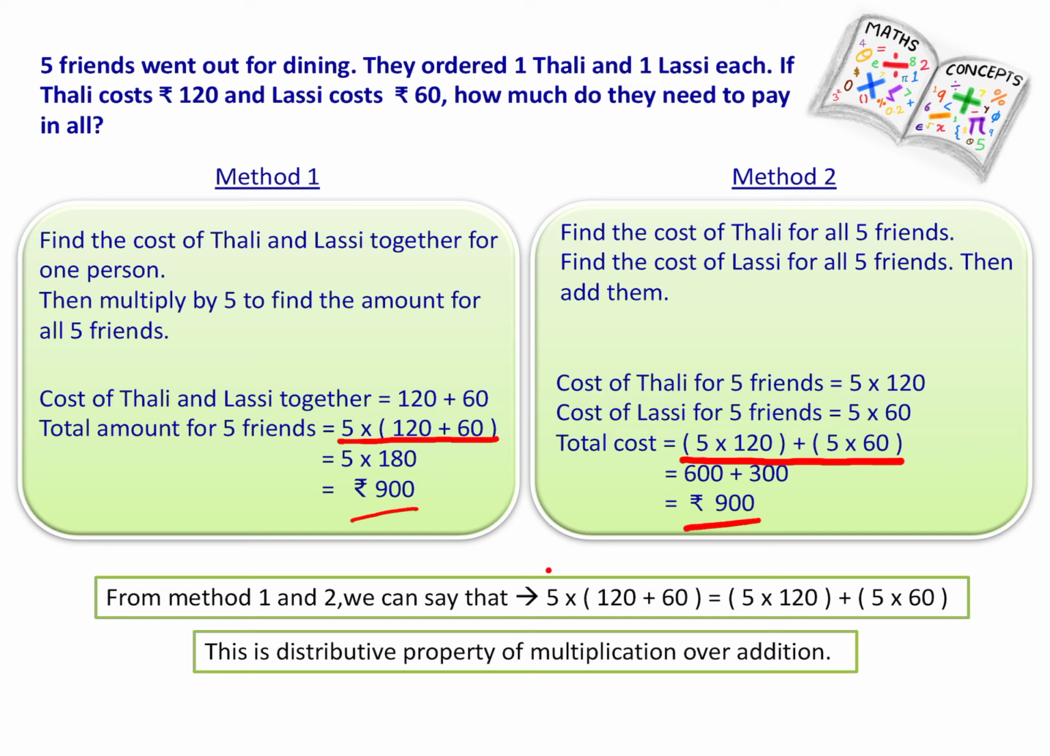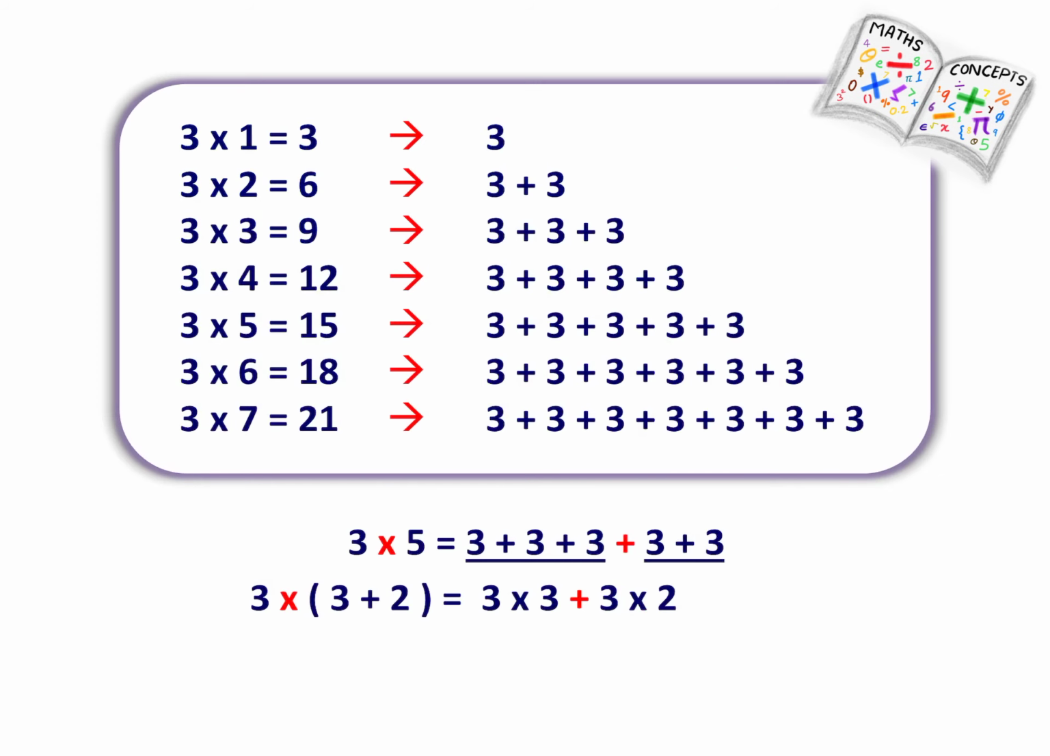We are actually distributing the multiplication over addition, and we can write it as a generic form like this: a into bracket b plus c equal to a into b plus a into c. Okay, now let's try to understand this same property using one more simple example.